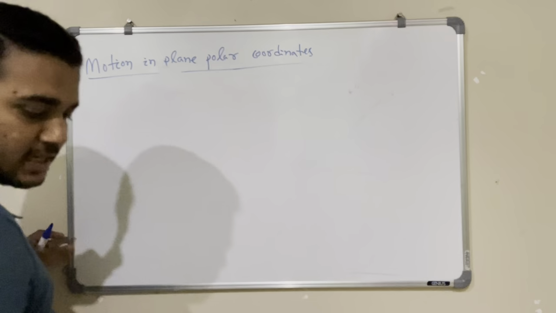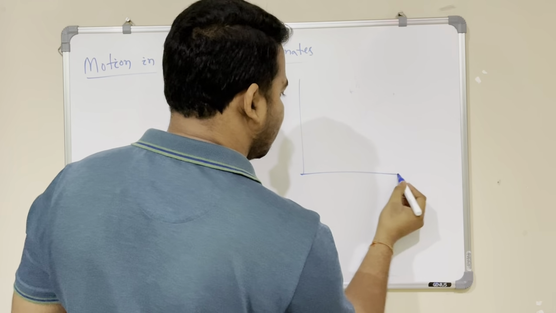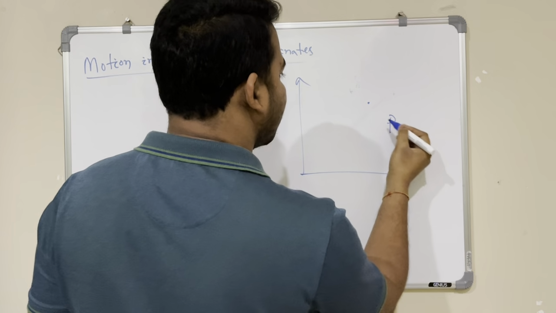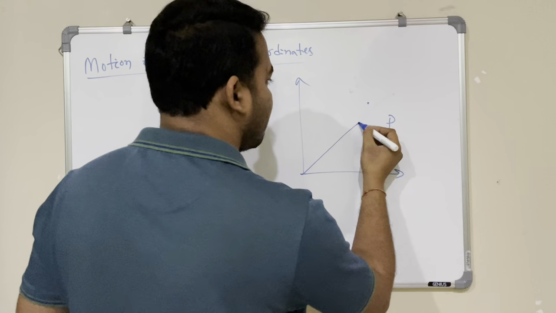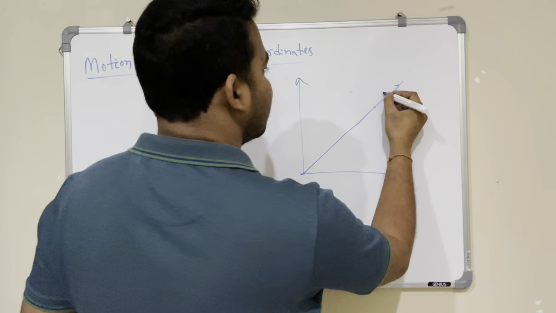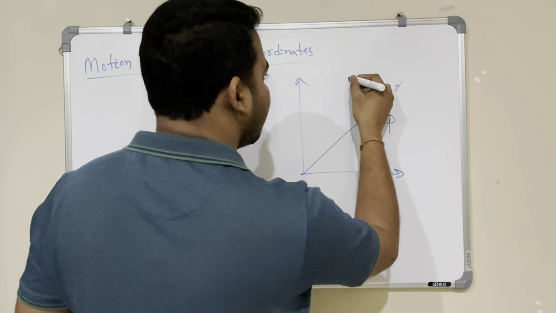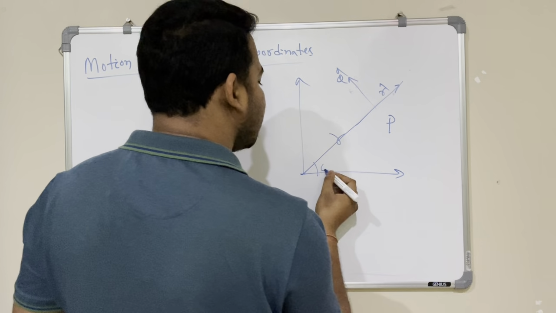So here is the thing. Let's say here is the point P. Here is the direction of r cap and the direction of theta cap. This distance is r and this angle is theta.